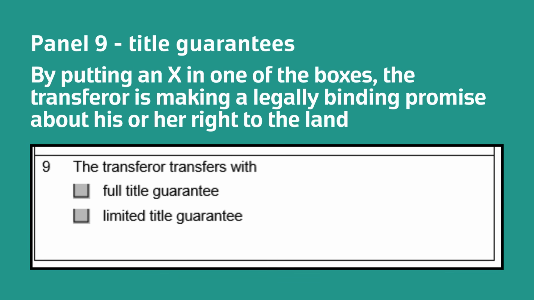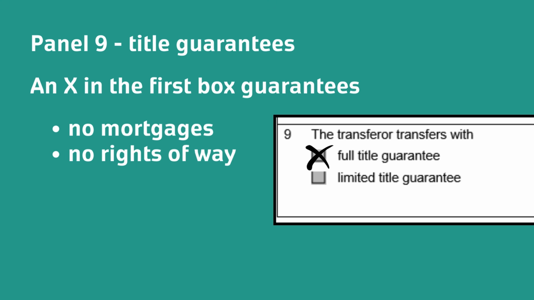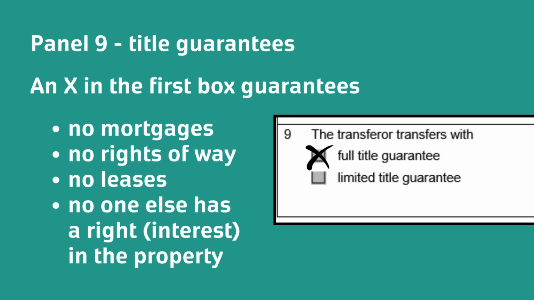Panel 9. The title guarantees. By putting an X against one of these guarantees, the transferor, Thomas Smith, is giving certain binding promises about his right to the land. What does this mean? If he puts an X in the first box, full title guarantee, this means that he is guaranteeing to the best of his knowledge that there are no mortgages against the property, no one has a right of way over it, nobody has a lease on it, and no one else has any other right or interest in it.